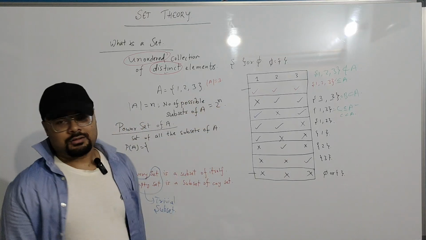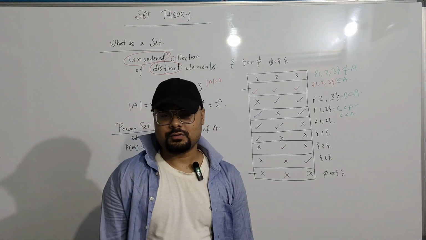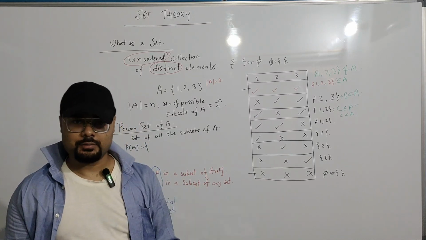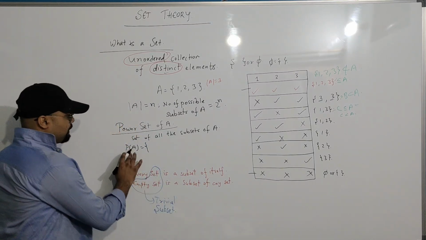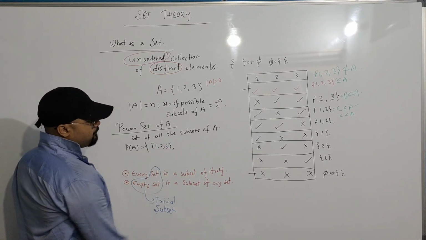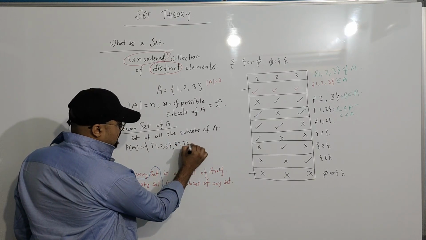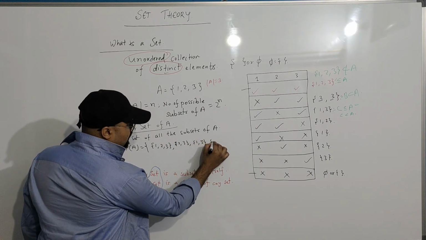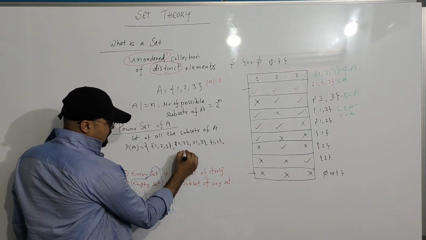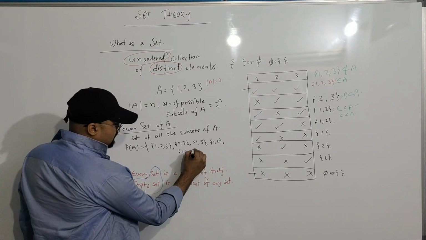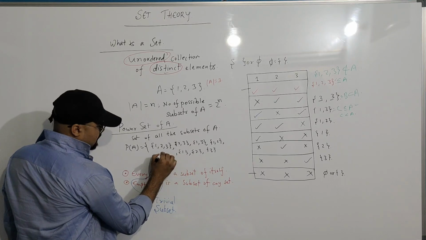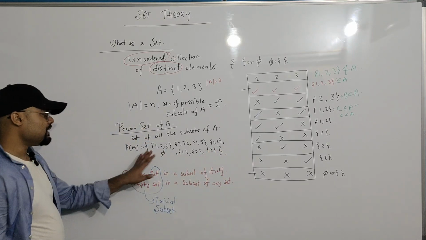Not just numbers. Like in the introductory video, student one is an element, student two can be another element in a set of students. What is the power set of A? Power set of A is 1, 2, 3, 2, 3, 1, 3, 1, 2, 1, 2, 3, and the empty set. So this set is the power set of A.